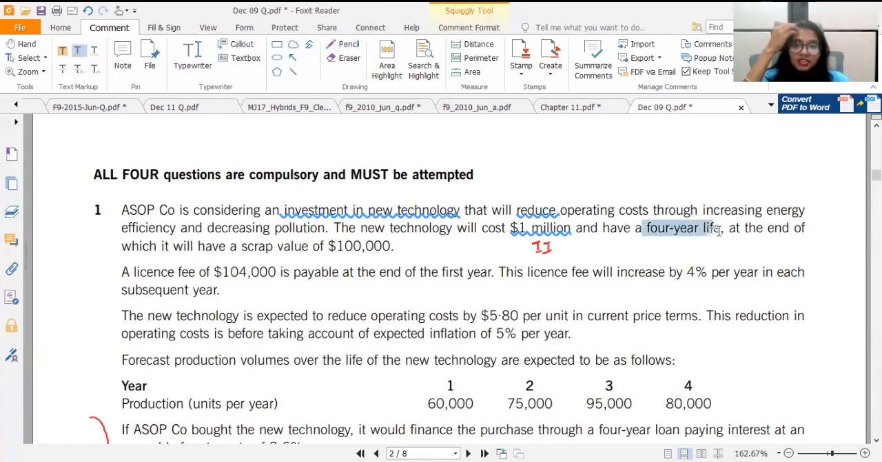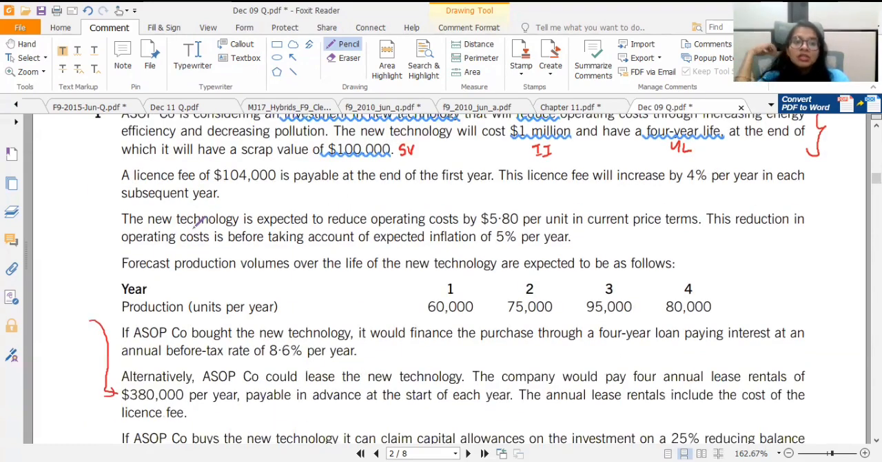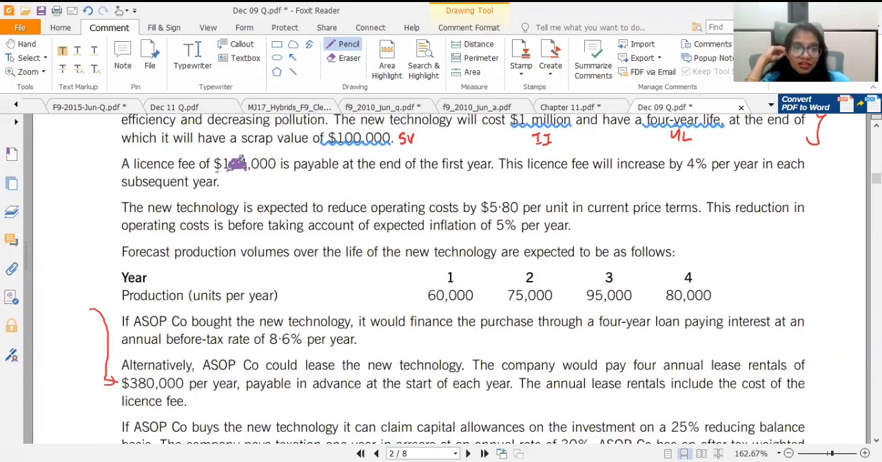It will have a 4-year life, at the end of which the scrap value is 100,000. So here you have a useful life of 4 years and the scrap value is 100,000. So this is information relevant to the machine. So this will be included in your buying decision. Okay, buying only. Now, a license fee of 104,000 is payable at the end of the first year.